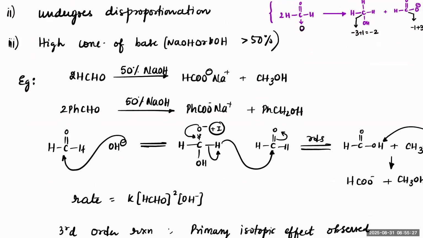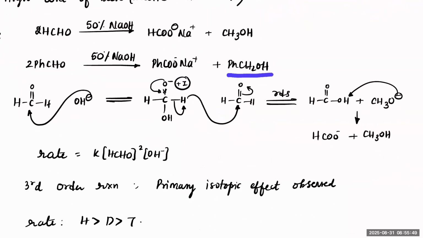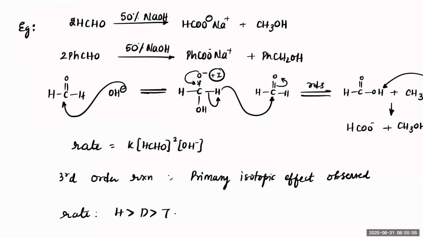See, if I take 2 moles of aldehyde with 50% of NaOH, 1 mole of aldehyde will convert into an acidic form and the other mole will convert into a methanol form. Similarly, if I take 2 moles of benzaldehyde, 1 mole will convert into PhCO minus and the other mole converts into alcohol. So let us see how the reaction mechanism works.